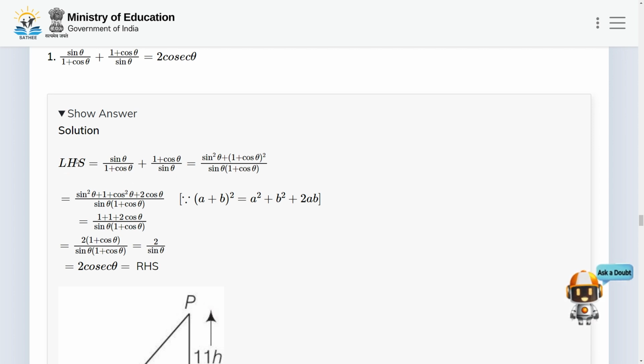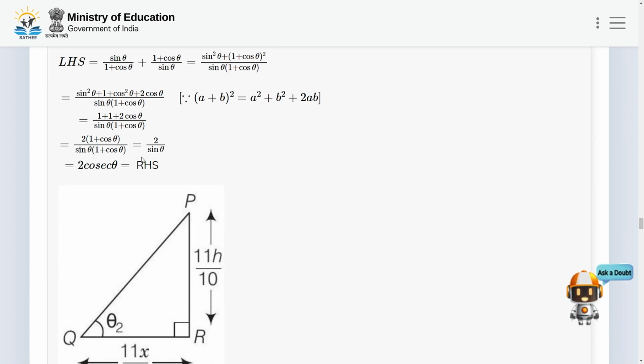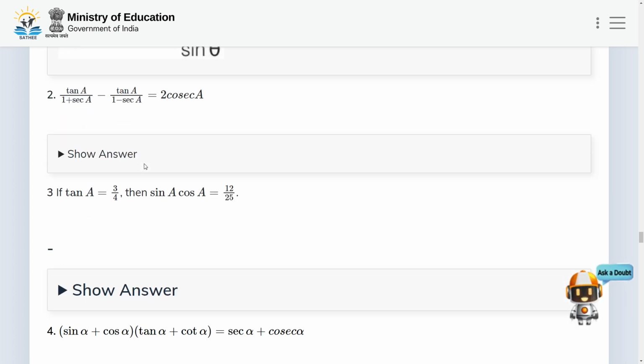Okay, so here left hand side is equal to right hand side, hence proved. Okay, so now let us move to next problem.